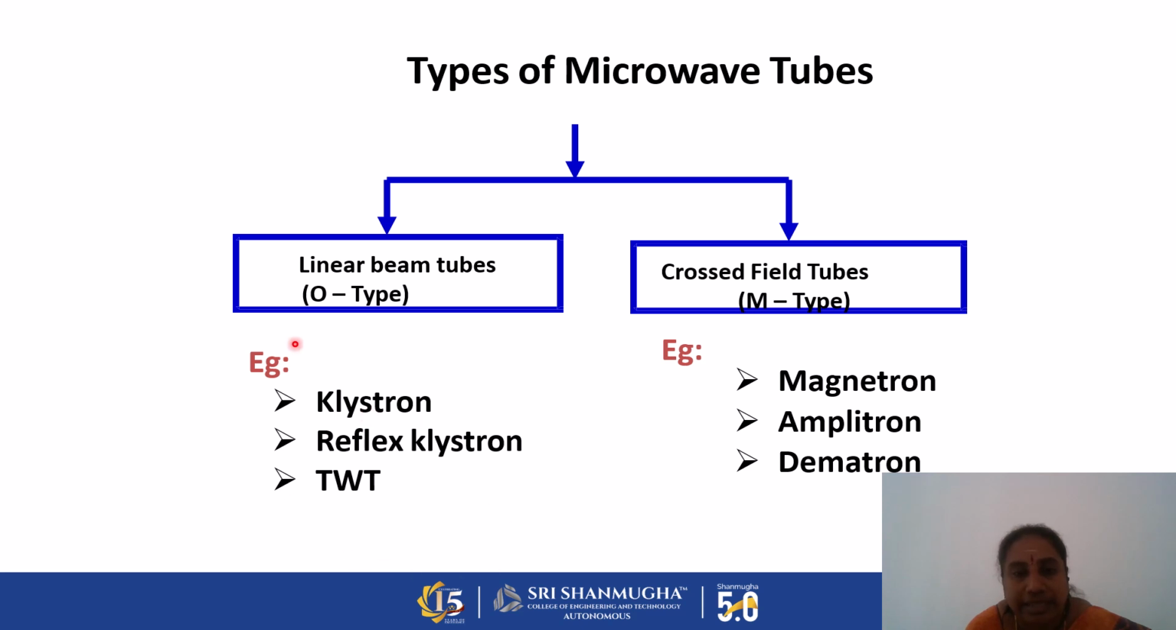So these are the three microwave tubes present in the linear type, and the next one, cross field tubes, are the magnetron, amplitron, and dematron. Mostly on the application side we use only the magnetron type of cross field tube in the microwave system. In linear beam tubes, mostly we use all three types in the microwave system. The main source is the reflex klystron. In the previous video, I already discussed the entire block diagram of the microwave system, and in that I mentioned the reflex klystron.